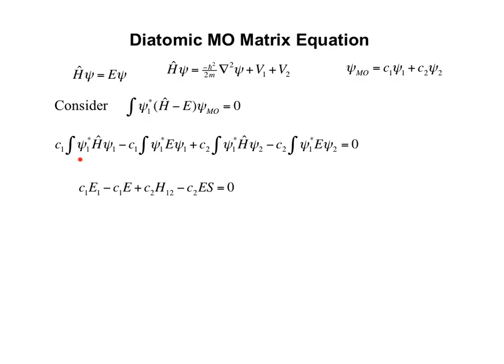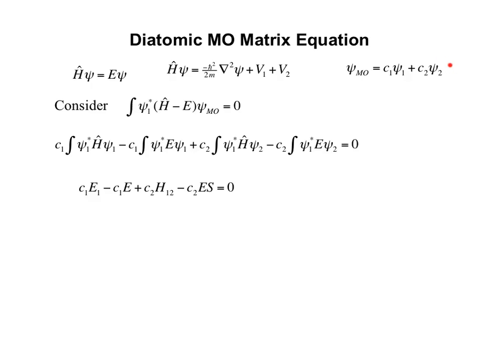The first term comes from the Hamiltonian operating on psi 1, which we know to be approximately the energy of the atomic orbital 1. The second term is the energy of the molecular orbital from the Schrödinger equation that we are solving for. So we bring that outside the integral, leaving us with psi 1 star psi 1, which we know equals 1 from the normalization condition.